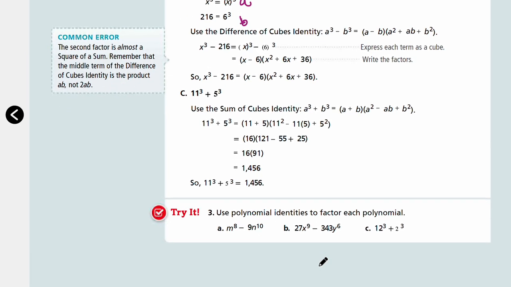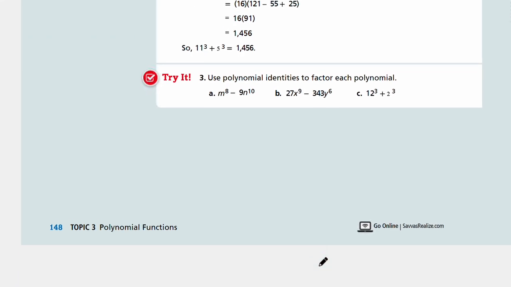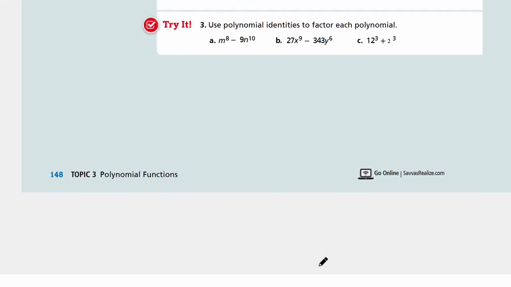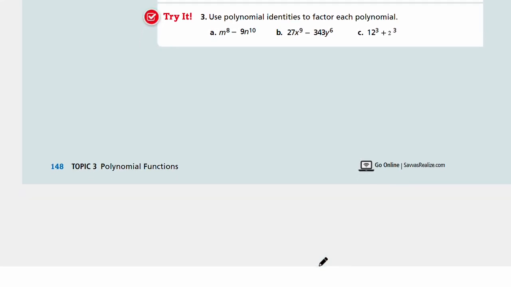Use polynomial identities to factor each polynomial. So look at your polynomial identities and compare them to recognize which polynomial identity we're looking at. In this problem, they're all going to be solved by polynomial identity. So look and see if you can find them yourself. Pause the video and come back when you're ready for answers.